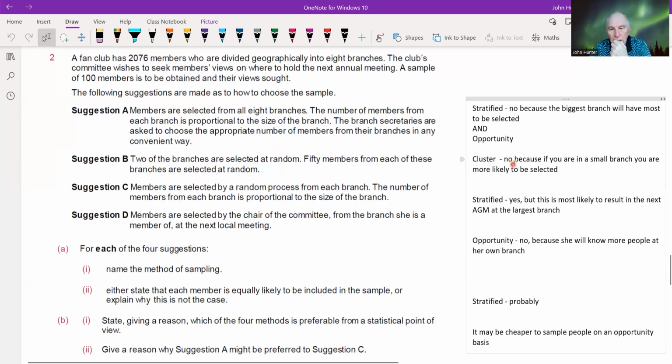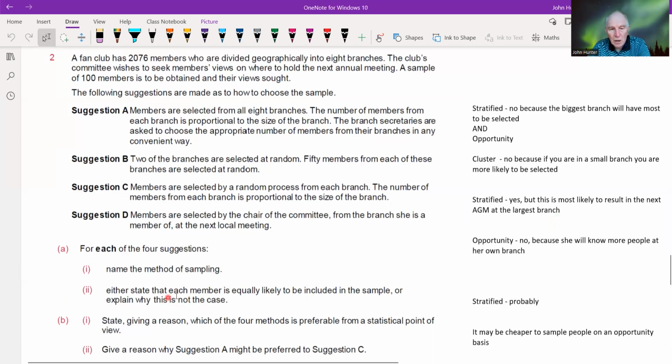B, yes, cluster, and no. Well, if you're in a small branch, this is the same thing. You are more likely to be selected if you're in a small branch. C, stratified. Yes, but this is most likely to result in the next AGM at the largest branch. So every person is equally likely in this scheme to be selected, but we're going to have most people from the largest branch, and assuming that people are just going to go, well, it's more convenient if we have the meeting at our branch, because then I don't have to travel, then that's probably where you're going to end up having it.